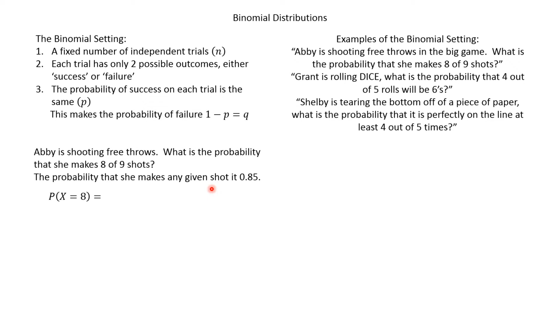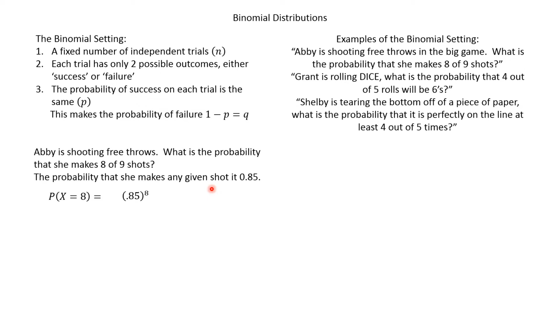All right, so she's going to make 8 shots. What's the probability that she makes 8 shots? Wouldn't that be the probability of success, the 0.85 to the 8th power? Because they're independent, so we can just multiply them. 0.85 times 0.85 times 0.85. We get 0.85 to the 8th power.